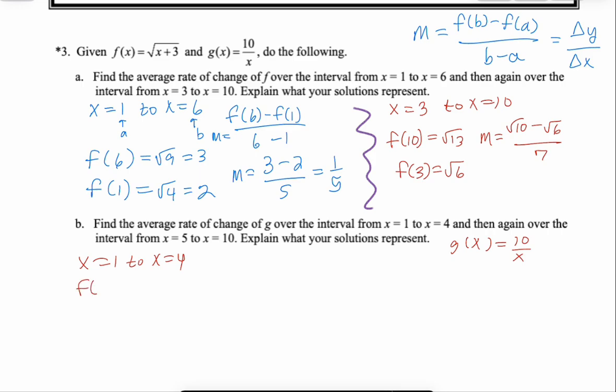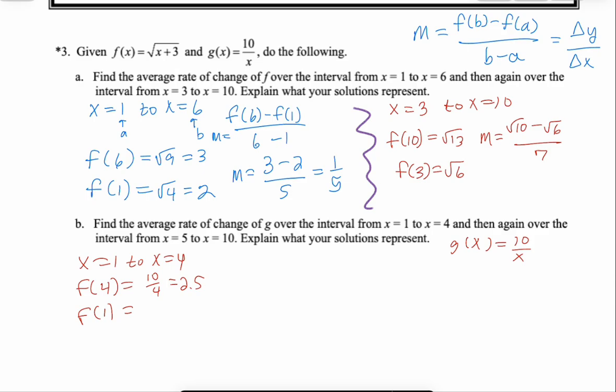So we have to find the ending position and the beginning position. g of 4 is just 10 divided by 4. Let's go ahead and make that a decimal, I think a decimal would be okay. It's a nice decimal, I believe. Yeah, that's 2.5.